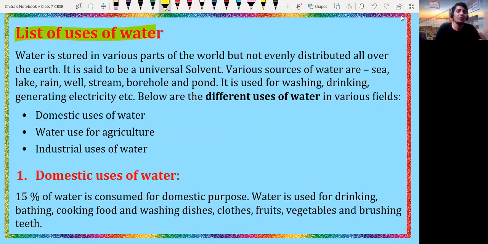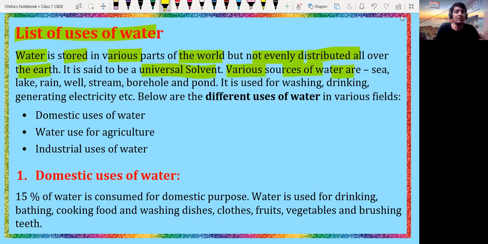Water is stored in various parts of the world, but it is not evenly distributed all over the earth. Water is present on the earth, but it is not distributed evenly. It is said to be a universal solvent because most substances dissolve in water. That's why water is called a universal solvent. It can dissolve almost anything.